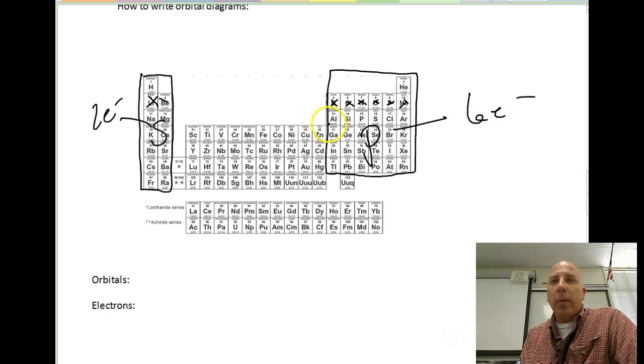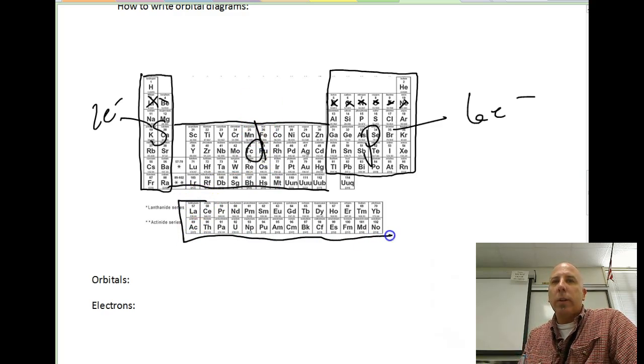Then we go to our transition metals, which are 10 wide, which contain our D block, we call them, and down here in our inner transition metals, 14 wide, we're going to call these guys our F block.